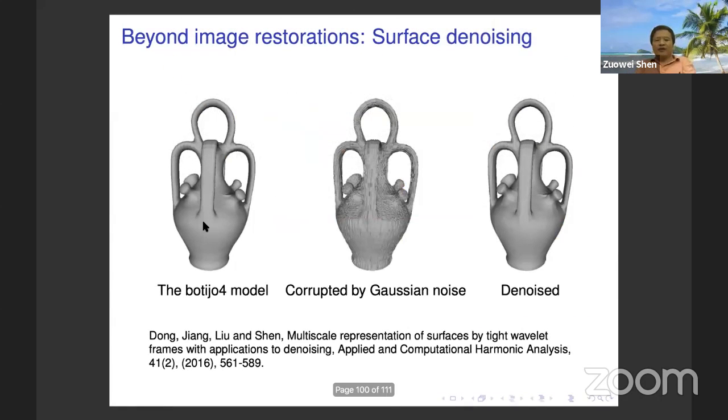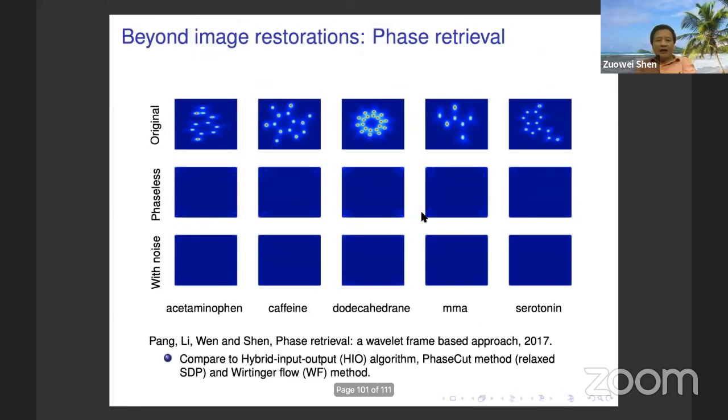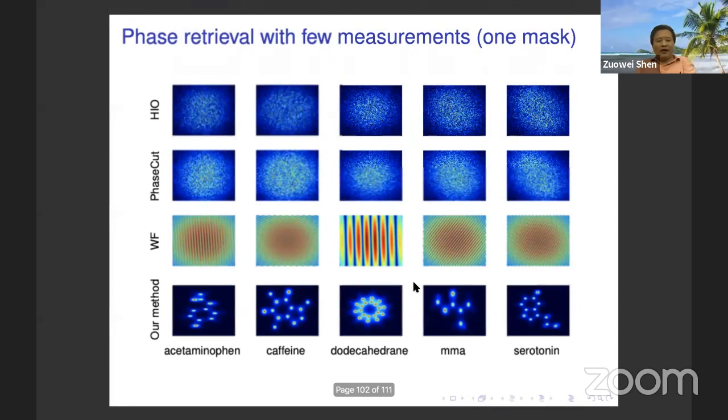Also for surface denoising, we can keep the small features over the surface. And another example is face retrieval. This is the standard image people normally use. And this is the faceless one. This is a faceless image with noise. You almost cannot see much. And we can use our method to reconstruct.